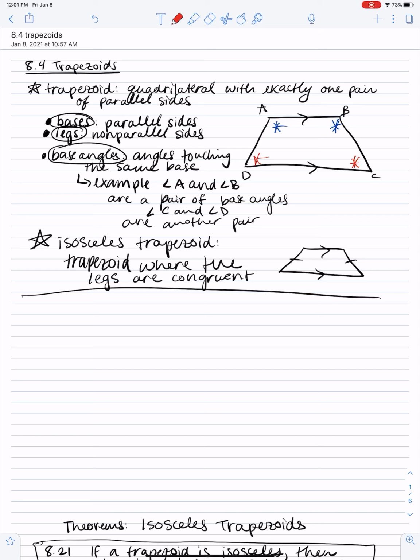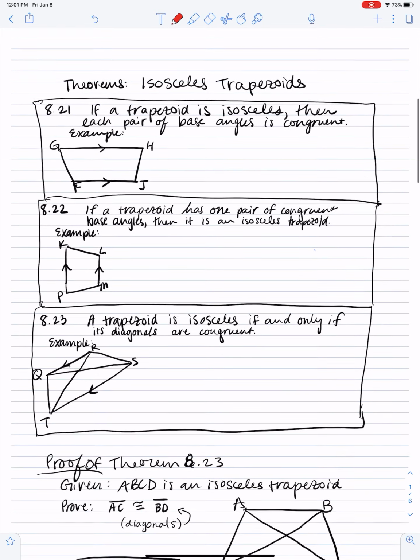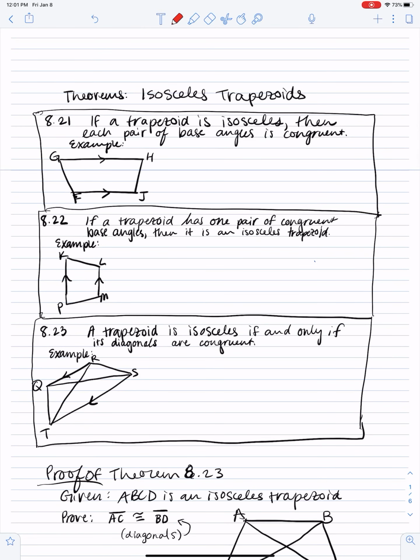An isosceles trapezoid is another definition, which is a trapezoid where the legs are congruent. So that's not always the case, but when the legs are congruent, then it becomes isosceles. All right, here are 3 theorems about the properties of isosceles trapezoids.